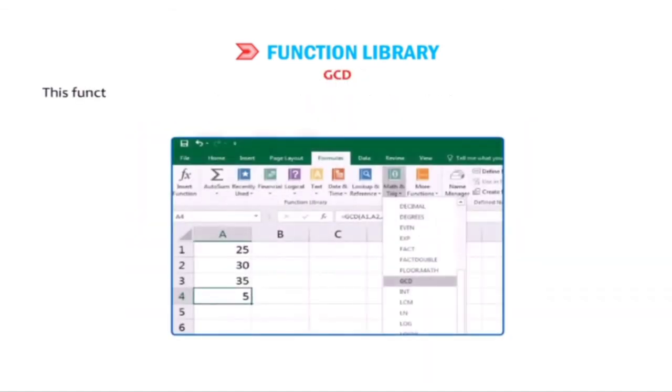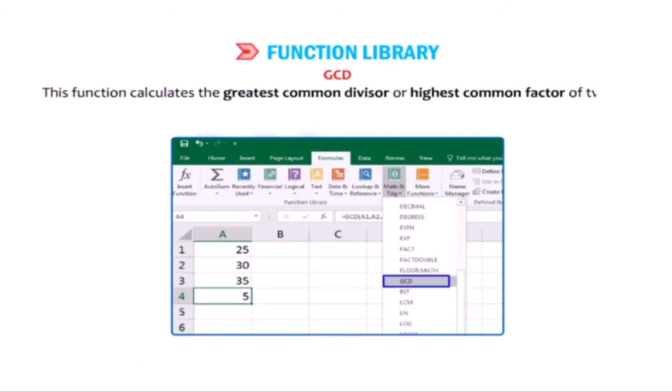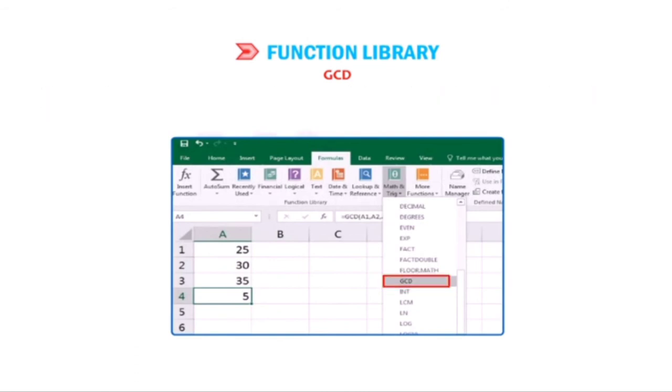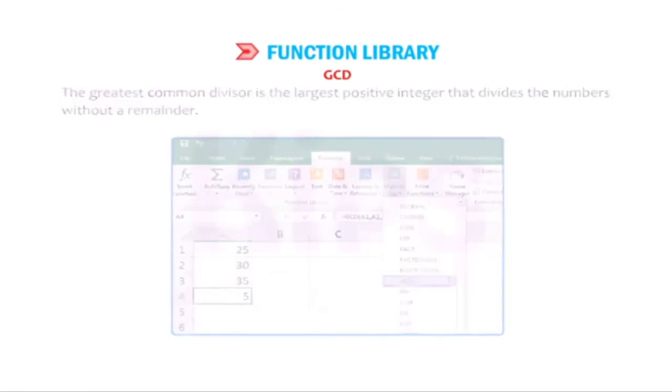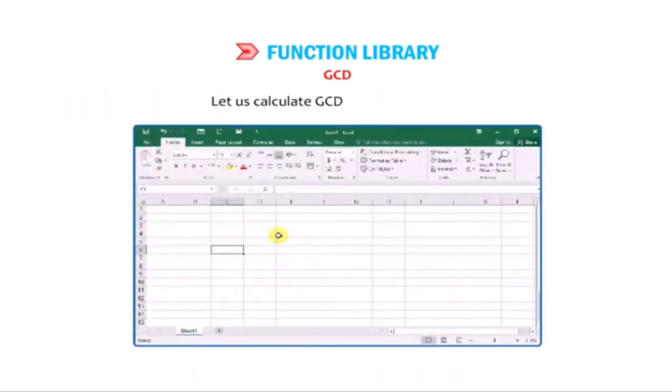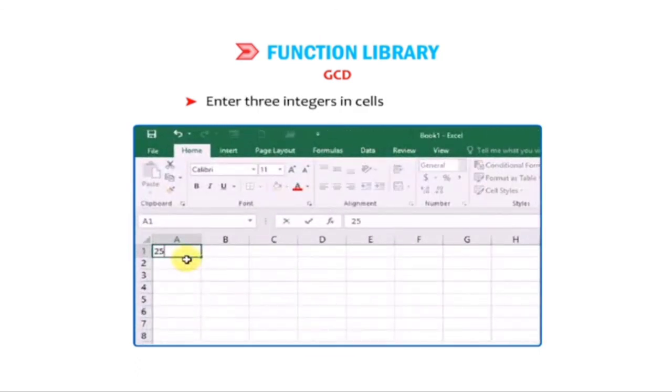GCD. This function calculates the greatest common divisor or highest common factor of two or more integers. The greatest common divisor is the largest positive integer that divides the numbers without a remainder. Let us calculate the GCD of three numbers. Enter three integers in cells A1, A2 and A3.